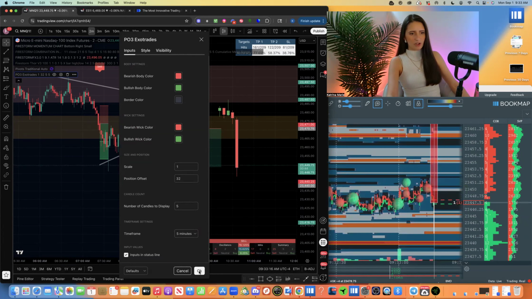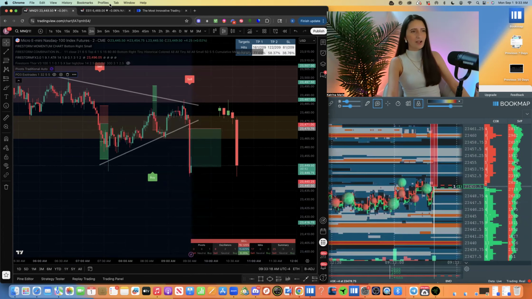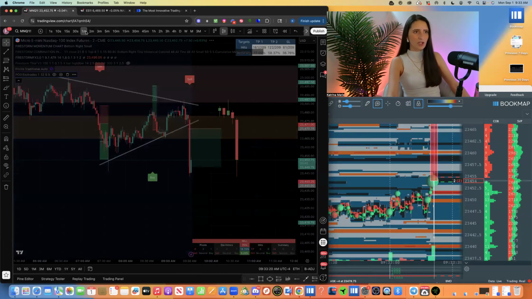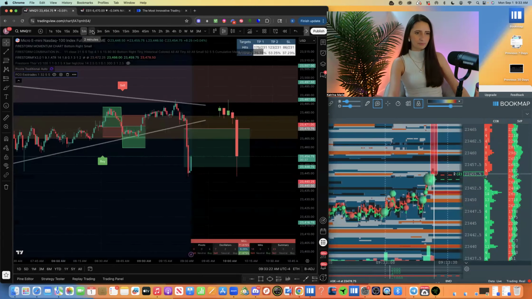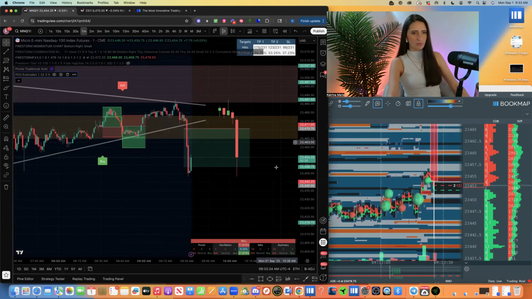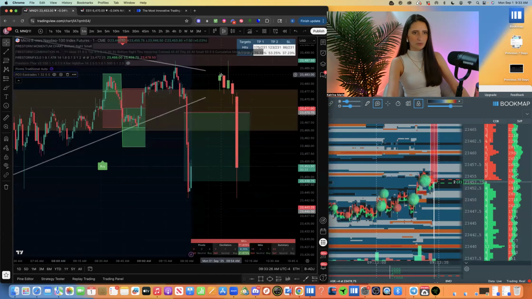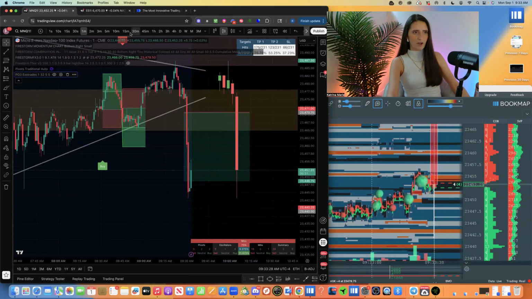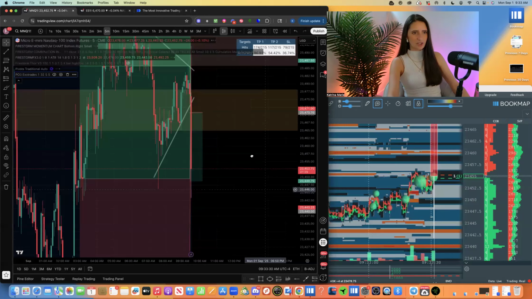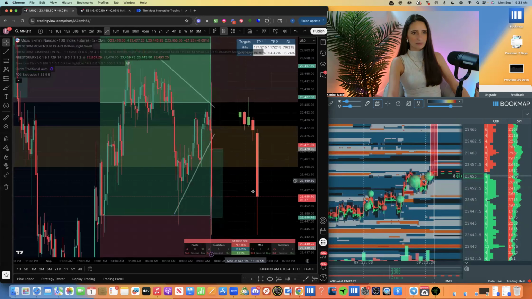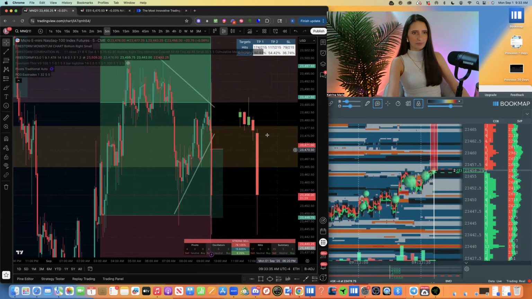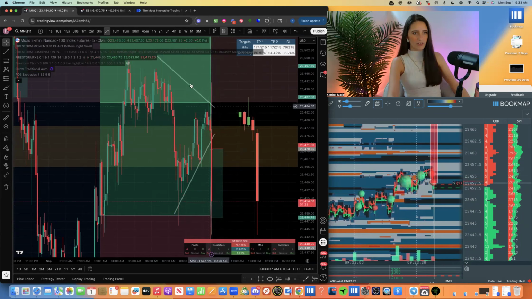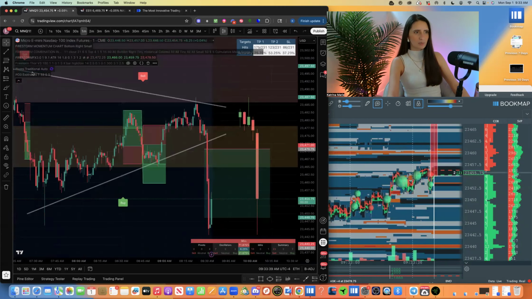I have it on the 5-minute chart. That way I could see the 5-minute candle hack when I'm on a 1-minute chart or a 2-minute chart. So this is just a really awesome way to be able to see what the 5-minute chart was doing. And as you can see over here, it does match up. So that candle here with the wick right there, it matches up beautifully.